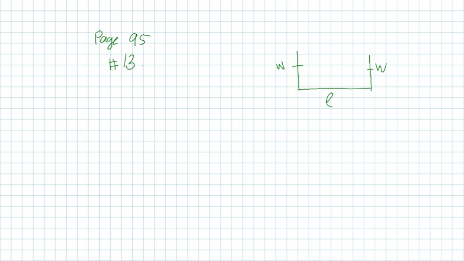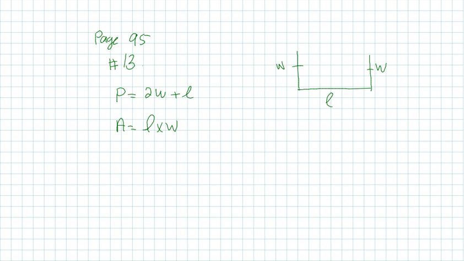So what would be the formula for my perimeter? Yeah, 2W plus L, that's good. So the formula for this specific one is 2W plus L because I'm only using the 3 sides. Now, I'm looking for the area. What's the area for this one? Length times width.